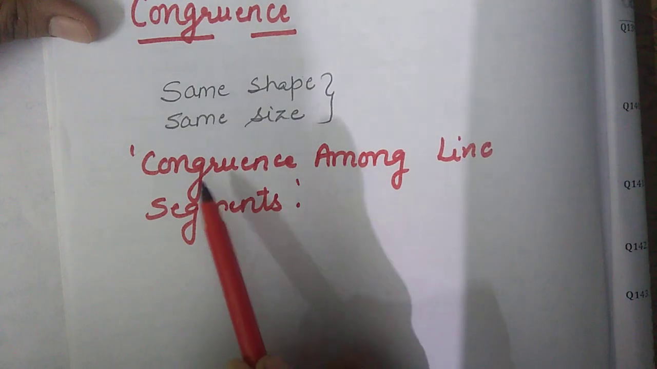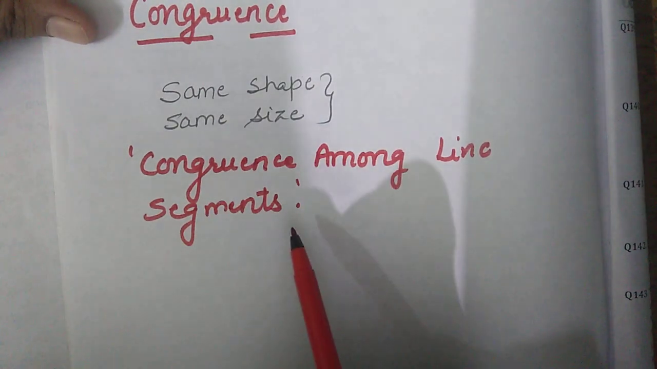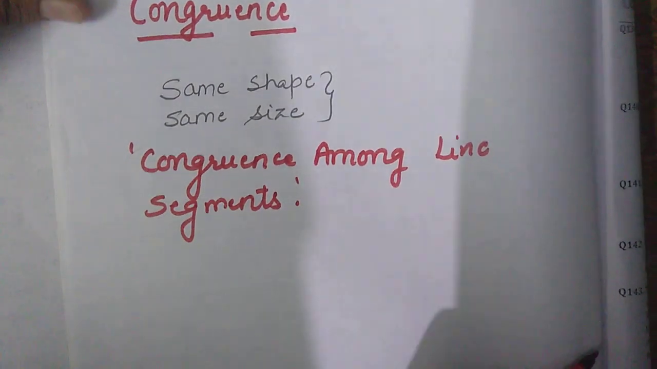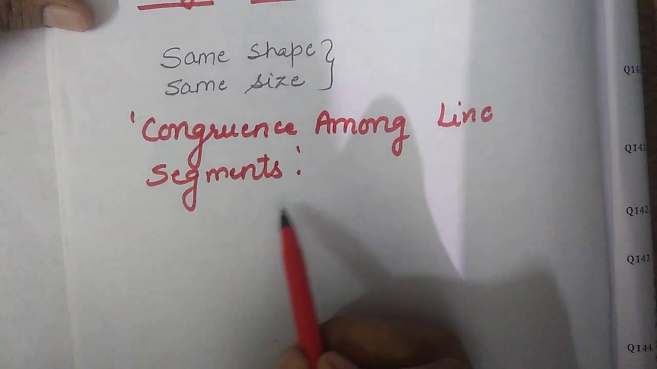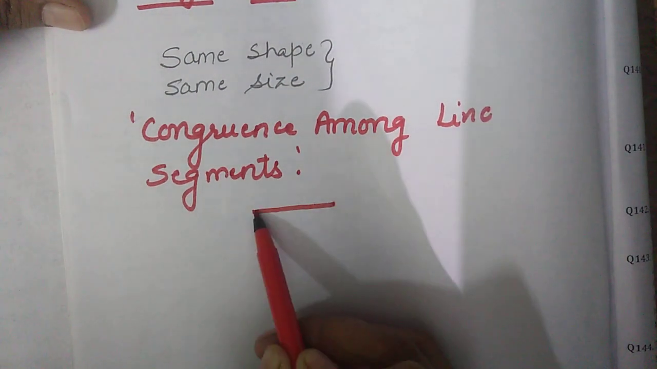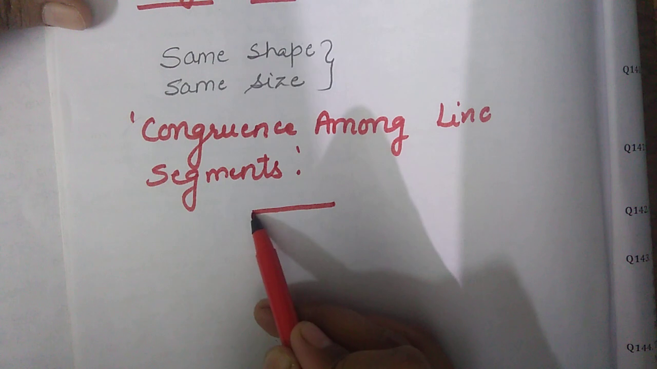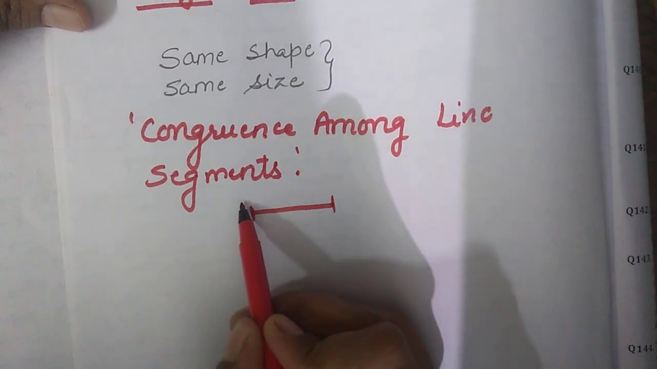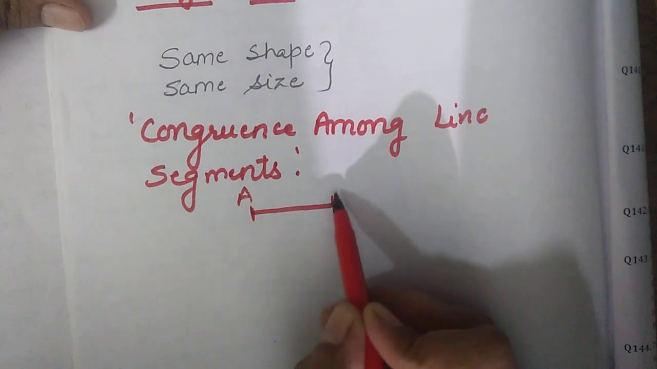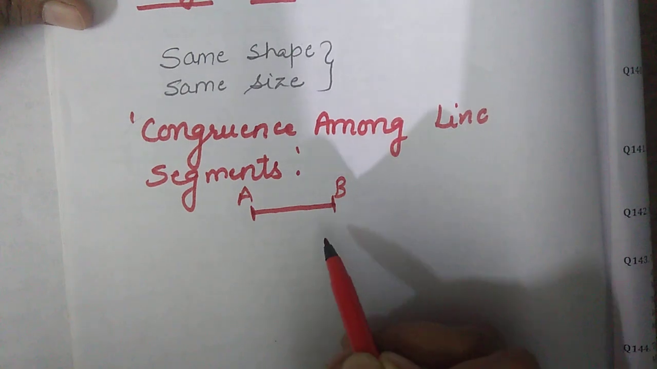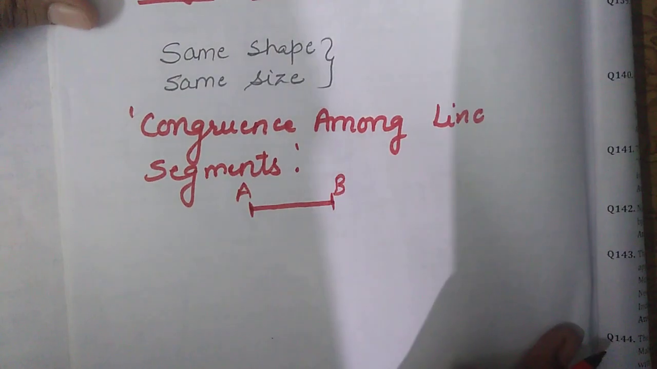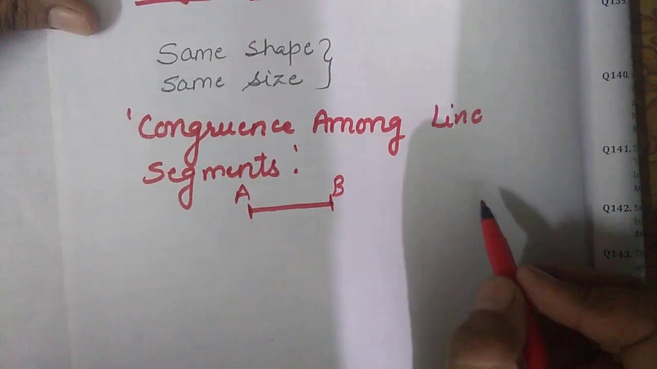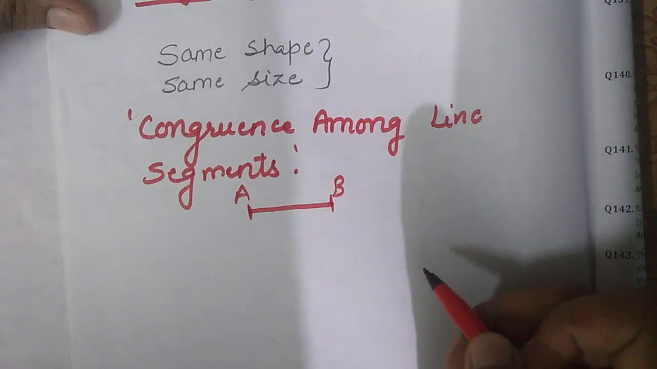Now what do you mean by congruence among line segments? Suppose we have given two line segments. So when can we say that the line segments are congruent? Line segment means it is a part of line having initial and final point. So this is a line segment. What is the condition that you can say that the two line segments are congruent?